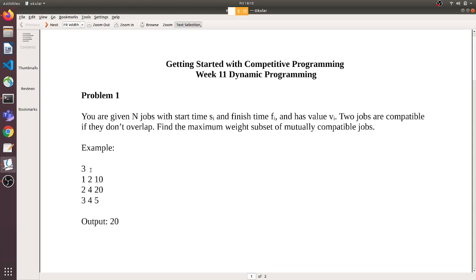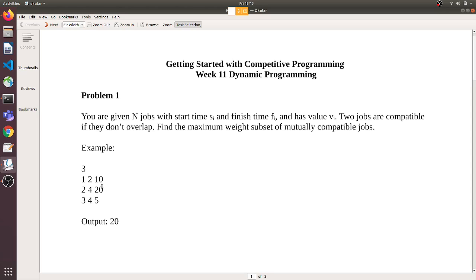So for this example, first we are given three jobs. First job starts at 1, ends at 2, and weight is 10. Second is starting at 2, ending at 4, weight is 20. And the third is starting at 3, ending at 4, and the weight is 5. So here, clearly if we choose job 2, we will get a profit of 20. But if we choose job 2, then we cannot choose job 1.